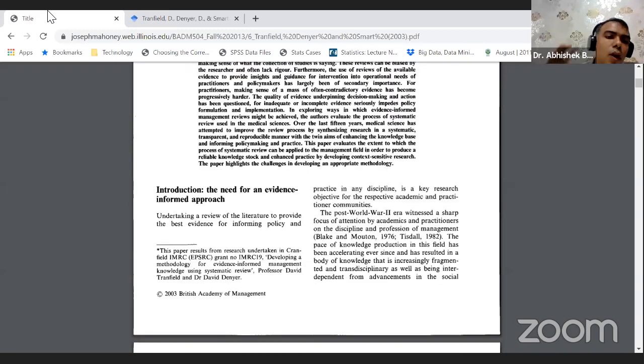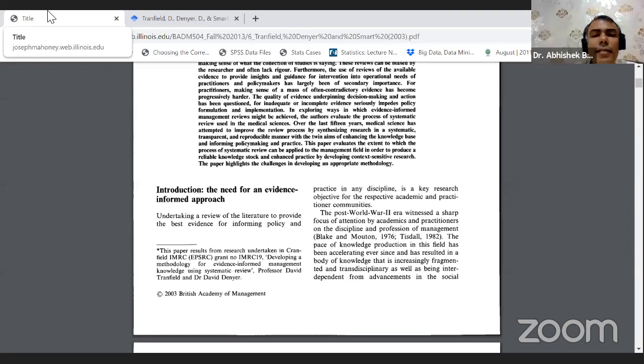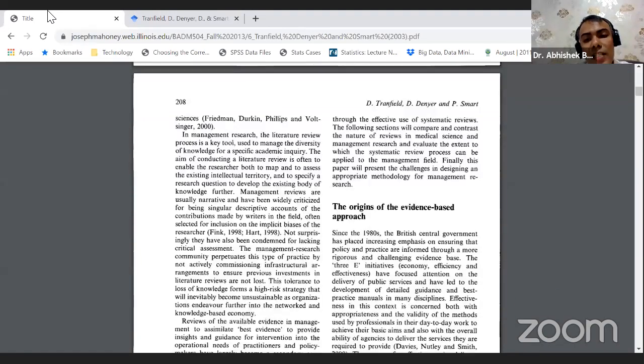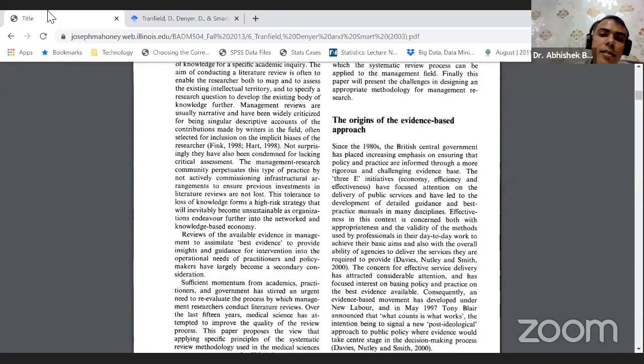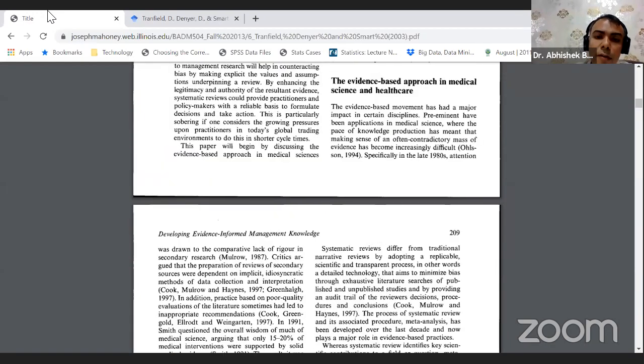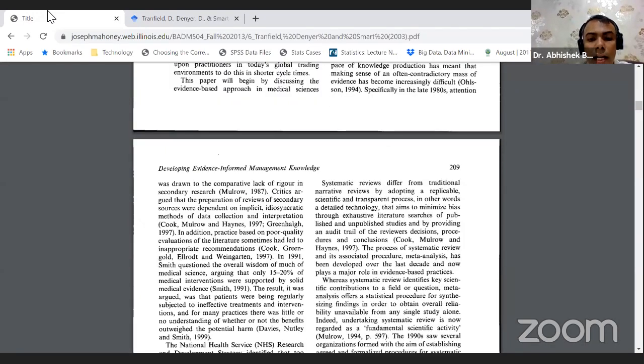Okay, this paper talks about an interesting concept: how can you put a scientific process behind writing a management paper? While science is largely governed by experiments in a lab scenario, management research is not. We do not have management labs. We do not have social sciences labs. What we have is a playground where people are involved, and people are rational, people are irrational depending on how they are behaving. So we do not know how they are behaving, but we are still trying to put science behind social sciences. So this paper talks about that. It talks about the evidence-based approach, why that is important, and the evidence-based approach in medical sciences and healthcare. And then they slightly switch from evidence-based research to a management orientation also.